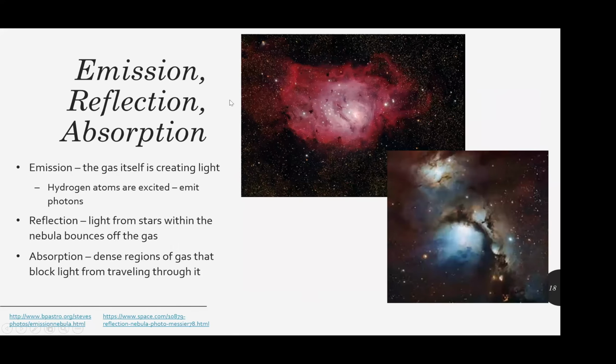So these are just kind of more examples of this phenomenon. So here is an emission nebula, and you can tell because it's very, very reddish pink. And then in here, this is a reflection nebula, kind of the blue parts here, and this is perhaps a better illustration of an absorption nebula, because it's very dense. It almost looks black because we can't see from behind it.